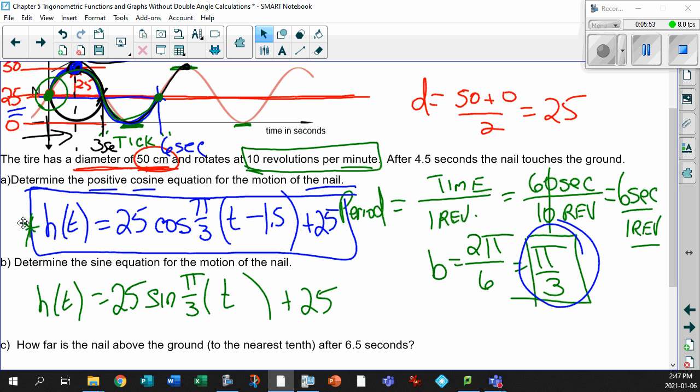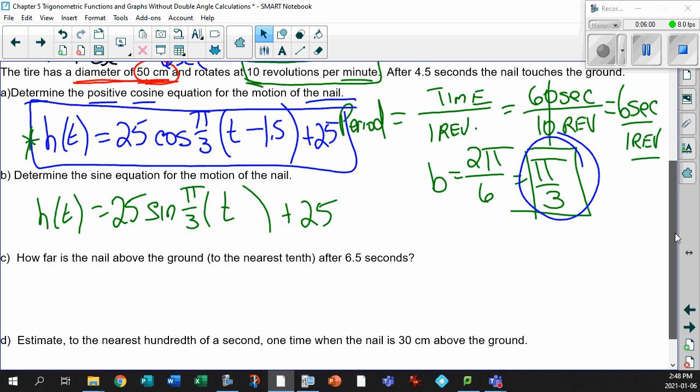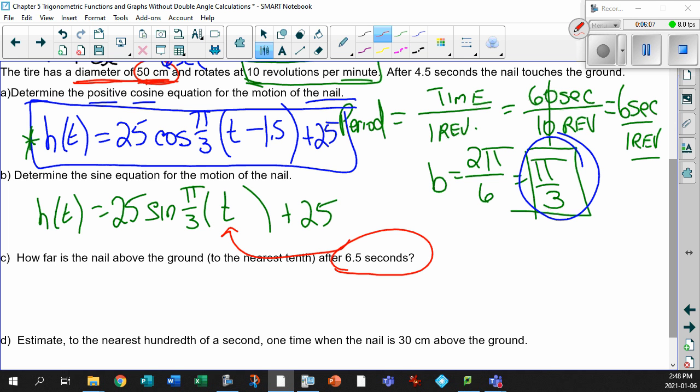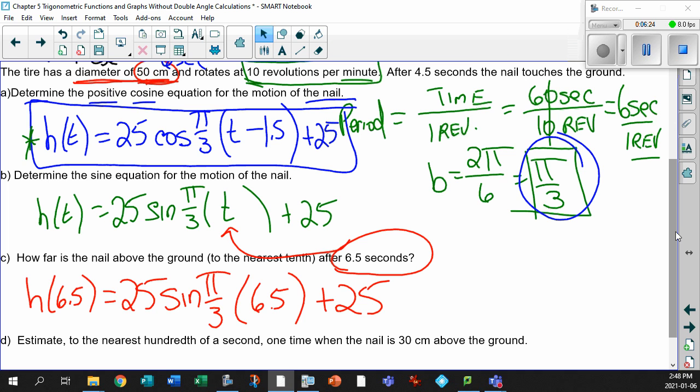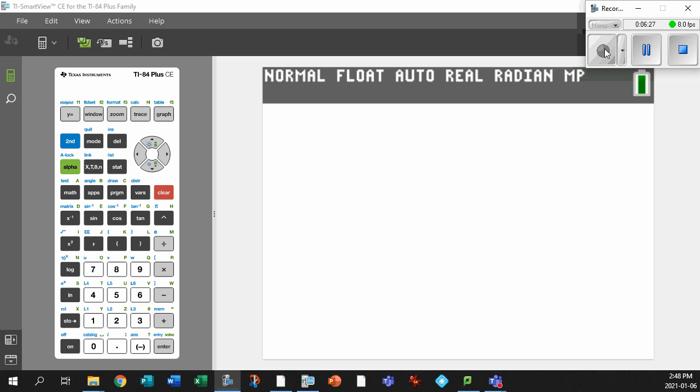Okay, now it says estimate here. How far is the nail above the ground to the nearest tenth at 6.5 seconds? Oh, all you got to do then is just put in 6.5 seconds. It's a value. Chuck it in there. I'm not even going to use my calculator. I want to find the height at 6.5 seconds. I'm not going to draw this out. What's the point? Look, there's the pi over 3. There's the 6.5 seconds. I'm going to put it in with the 25. I'm going to throw this directly into my calculator. Look how pretty this is going to be in your calculator.